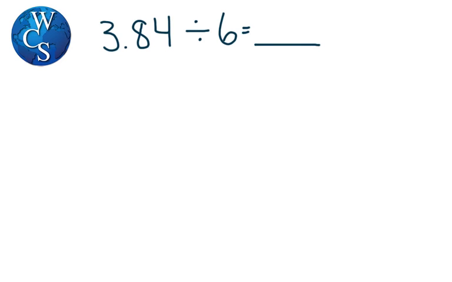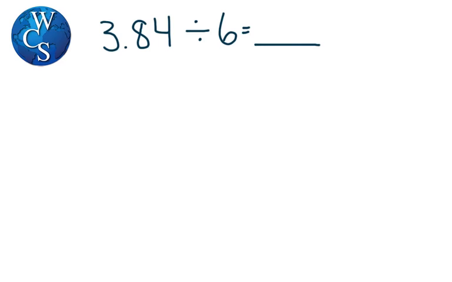This video will explain how to divide decimal numbers. The same strategies can be used that you use to divide whole numbers. So for example, multiplying up, partial quotients, and area model can be used to divide decimal numbers. In this example, we're going to divide 3.84 by 6, and I will use the strategy called multiplying up.